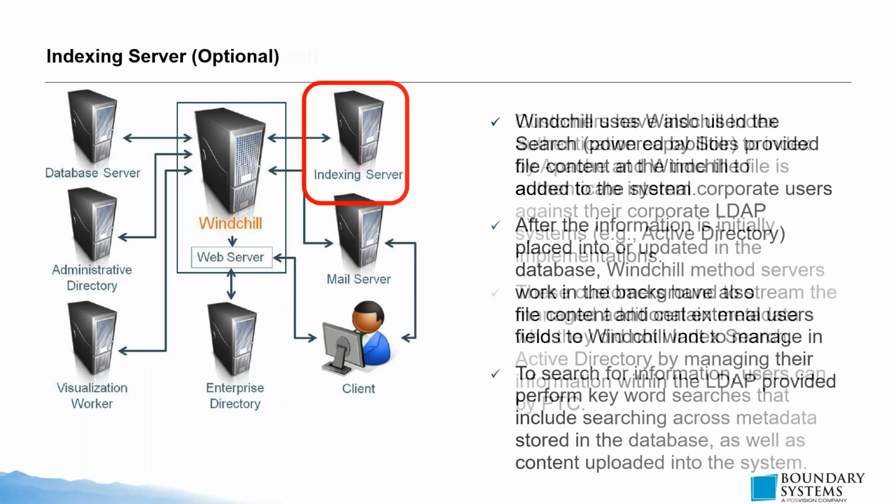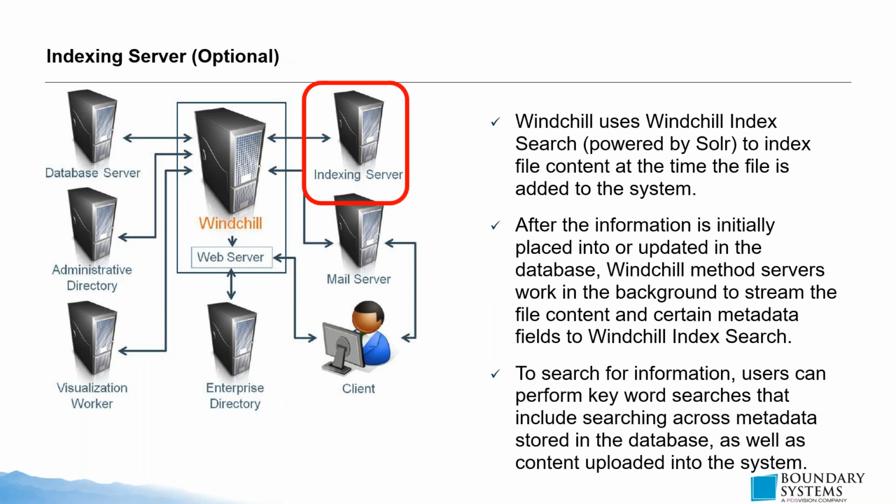Next optional component is indexing server. So PDC uses Windchill Index Search that is powered by Solr, and what that is used for is to index the content of files. So if you, for instance, create a Word document or a PDF and you upload that into Windchill, the search indexer will basically read through the document and index all the words inside there. So you can then search for any one of those words inside the Windchill interface itself. So it's not only name and number that are searchable components.